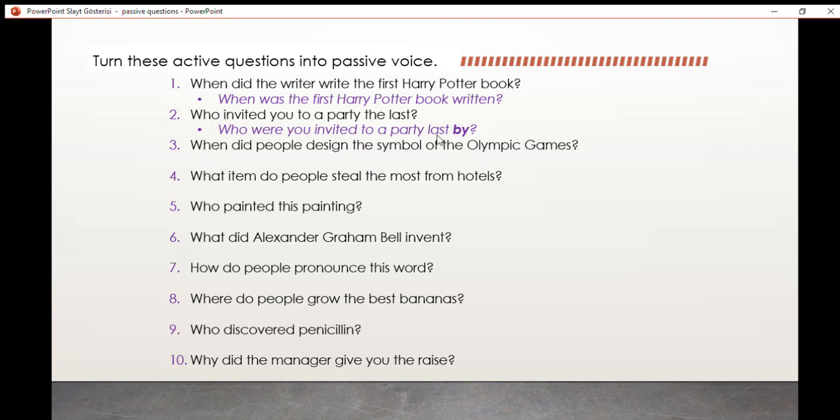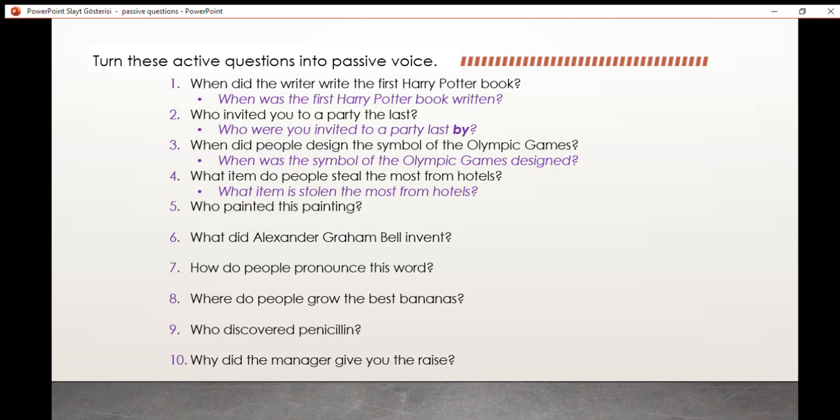When did the people design the symbol of the Olympic Games? When was the symbol of the Olympic Games designed? What item is stolen the most from hotels? Now, maybe the answer that you thought was correct was, what is the most stolen item from hotels? Now, that sentence is not wrong. Grammatically, it's correct, but it's not a passive sentence.